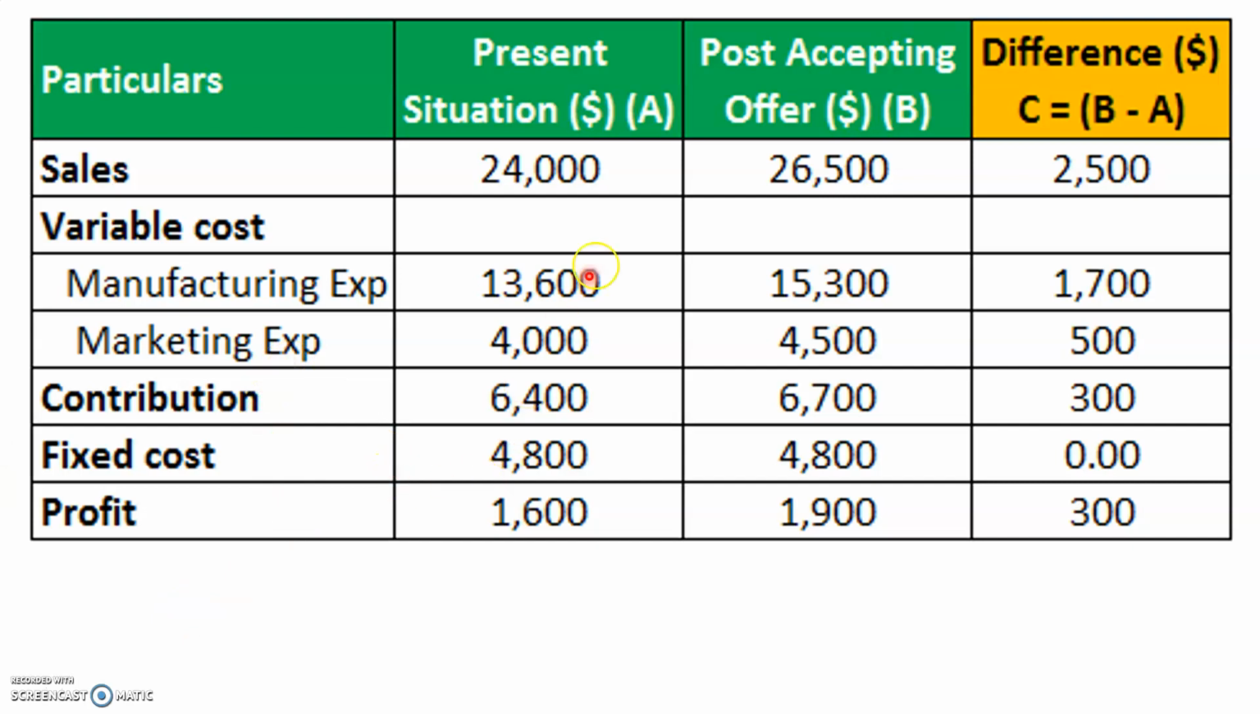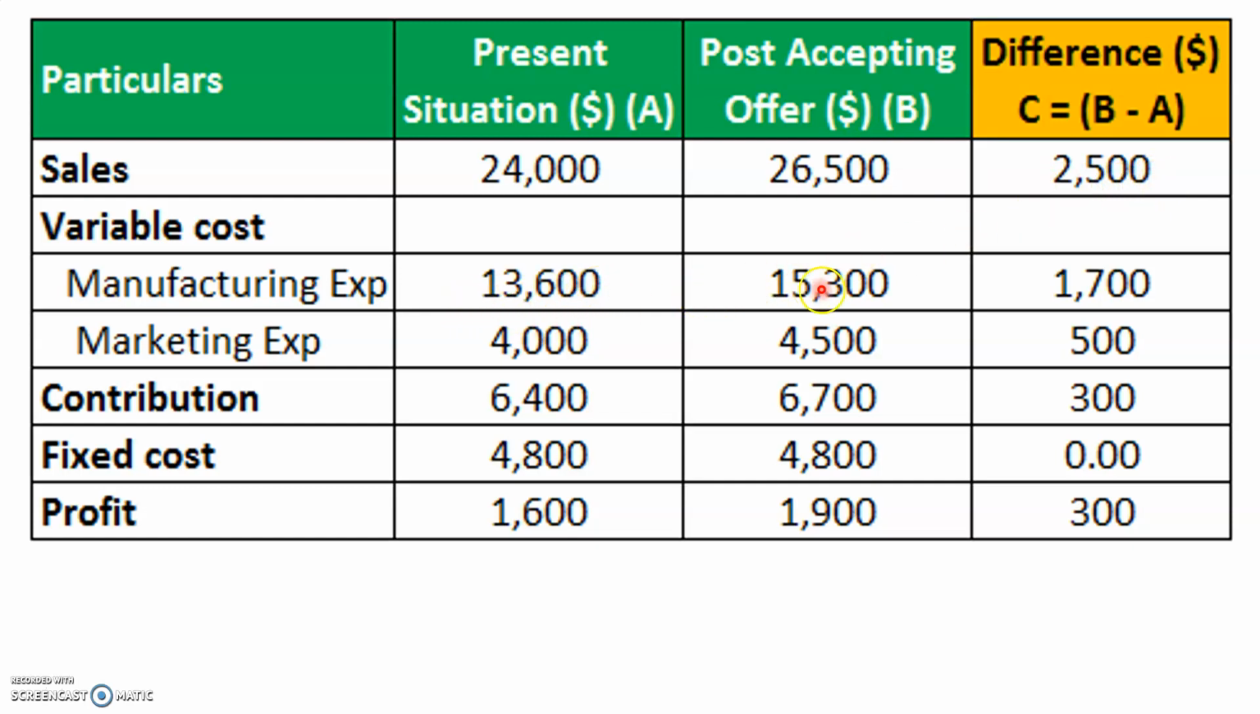So let us take another example. It is another case. Here two situations are there. The first one is the present situation, and the other is where the company got an offer. If the company accepts the offer, the statement will become like this. So the question is whether to accept the offer or not. At present the total sales are 24,000. If we accept the offer, the total sales will be 26,500. That means there is an increase in the sales, that means incremental revenue of 2,500.